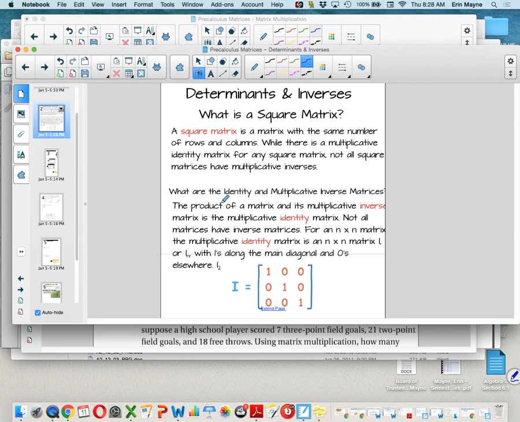Okay, a square matrix is one that has what? Same rows, same columns. That's right. Okay, that's part one. Part two, it then goes on to say that a square matrix sometimes has a what? Sometimes has an inverse.